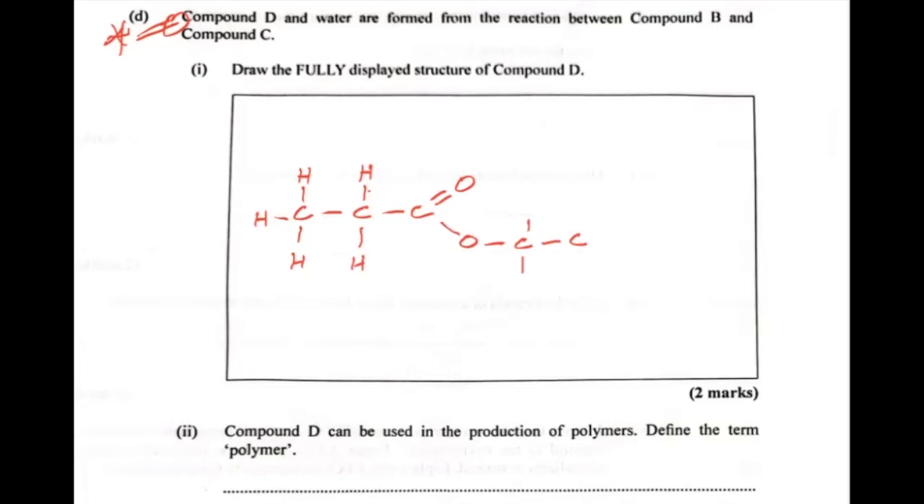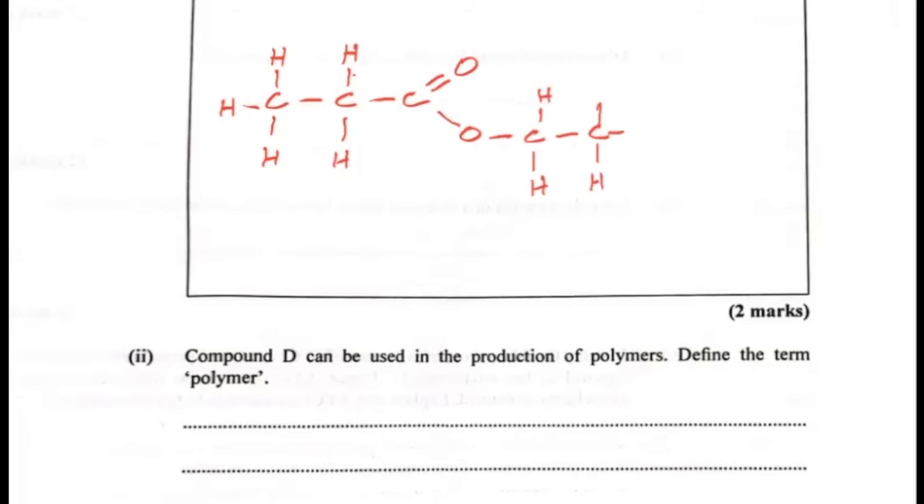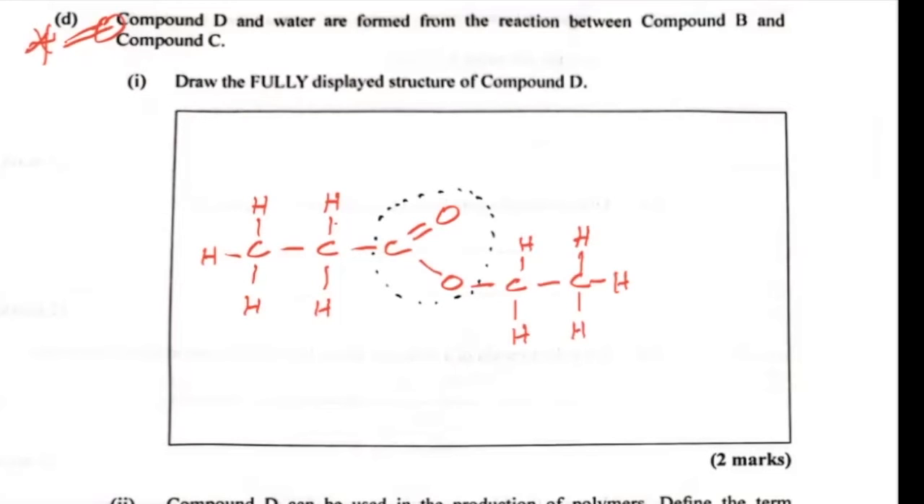So we'll draw ethyl propanoate. So we have our alcohol portion drawn last. All right, and they didn't ask this, but I like to identify my ester linkage just to help me to sharpen up. Now, that's what they say happens. Compound B and water are formed from the reaction between compound B and compound C, which is correct.